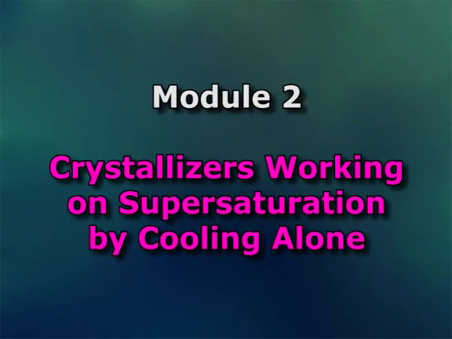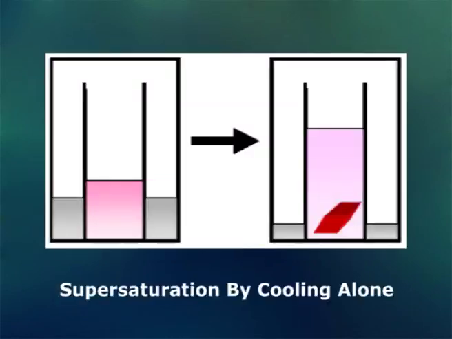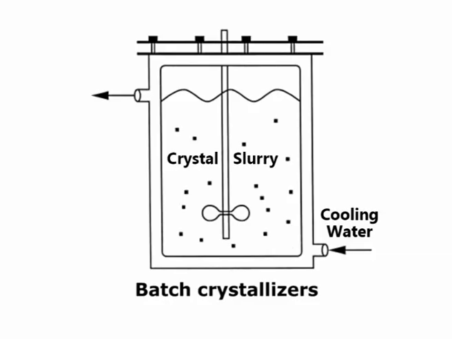Now friends, we will discuss Module 2, that is crystallizers working on supersaturation by cooling alone. These crystallizers function by utilizing the simple mechanism of cooling. They are categorized into batch crystallizer and continuous crystallizer. Most commonly used batch crystallizers working on supersaturation by cooling alone are tank crystallizers and agitated batch crystallizers. Of these, the tank crystallizer is the simplest and oldest method of crystallization. The instrument used is without any moving part.